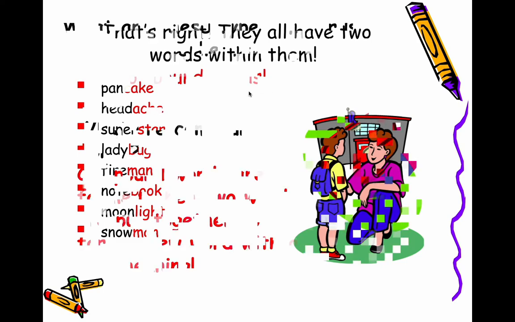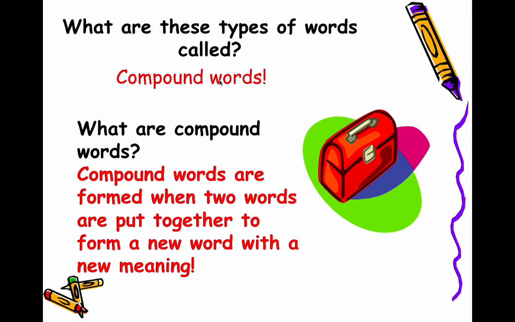These types of words are called compound words. Everybody say compound words. One more time, compound words. And what are compound words? We kind of already said it, but compound words are formed when 2 words are put together to form a new word with a new meaning. Okay? So not only is it 2 words that are put together to form a new word, but it also has to form a new meaning in order to be a compound word.